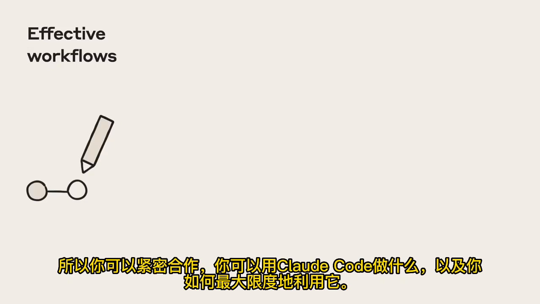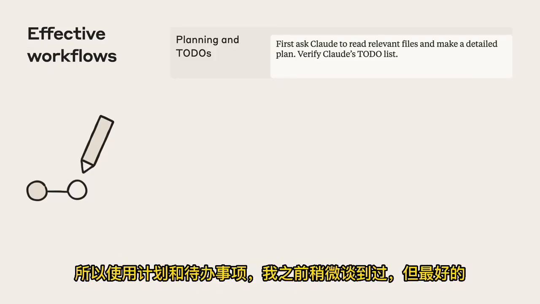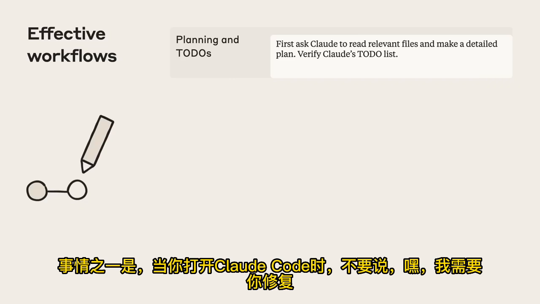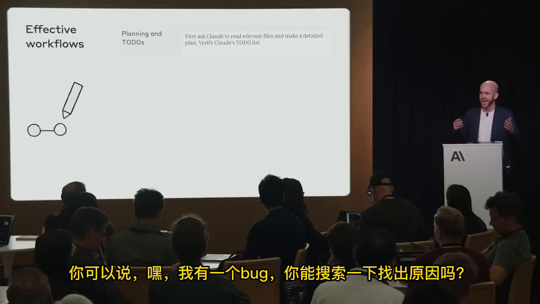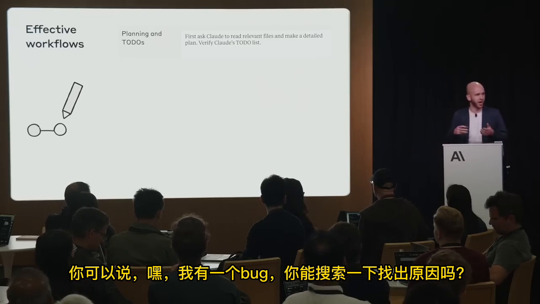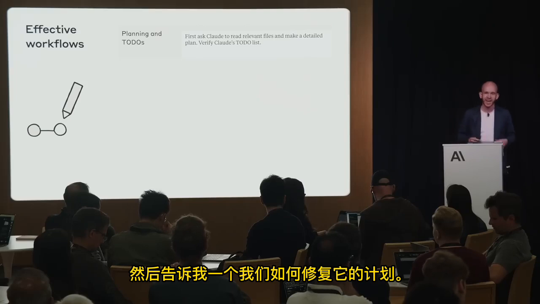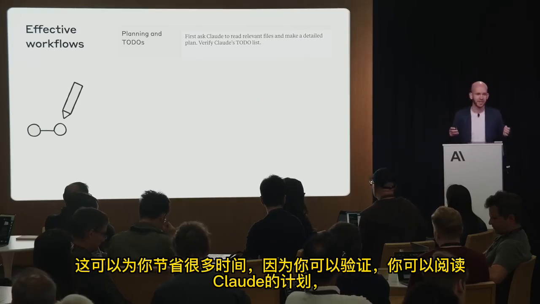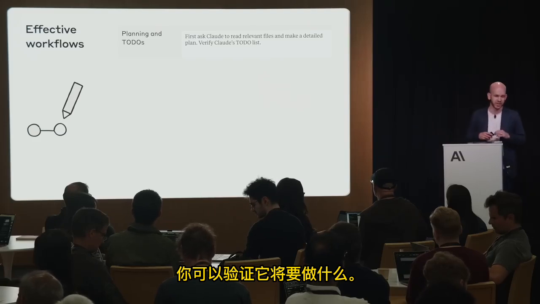Efficient workflows. What can you do with Claude Code, and how do you get the most out of it? Using planning and to-dos. I talked a little bit about this before, but one of the best things you can do, when you open up Claude Code, is instead of saying, hey, I need you to fix this bug, say, hey, I have this bug. Can you search around, figure out what's causing it, and tell me a plan for how we're going to fix it? This can save you a lot of time because you can read Claude's plan and verify what it's going to do.